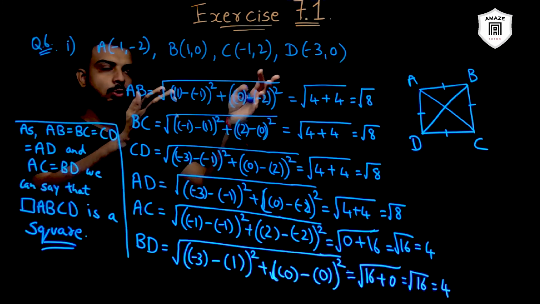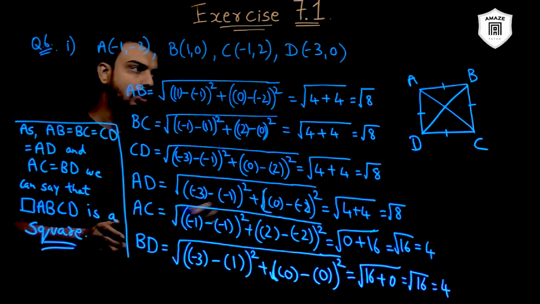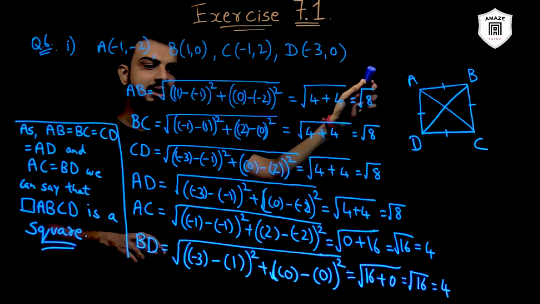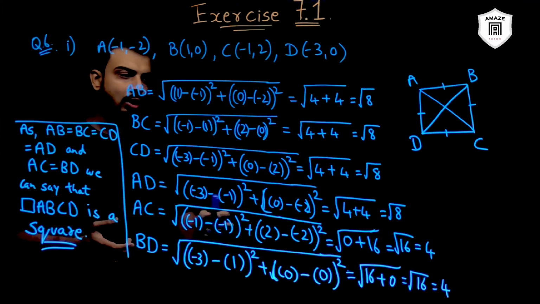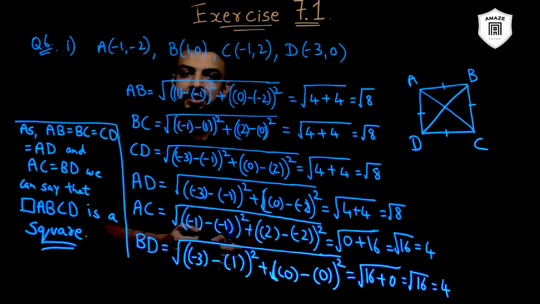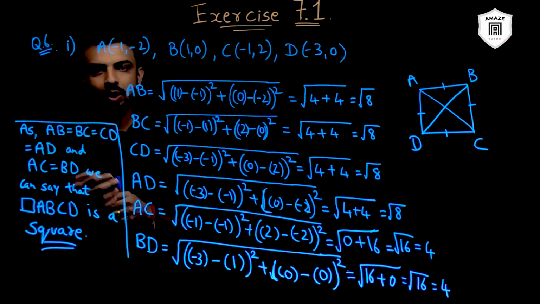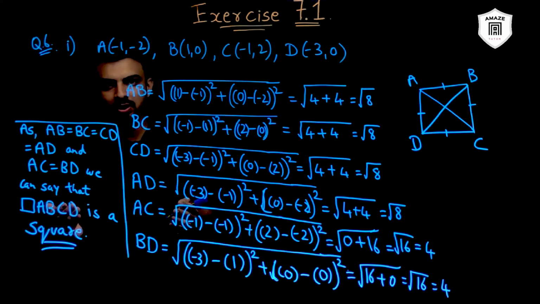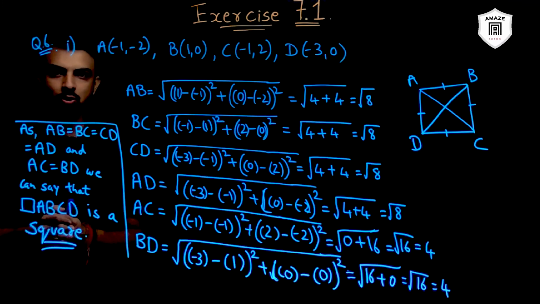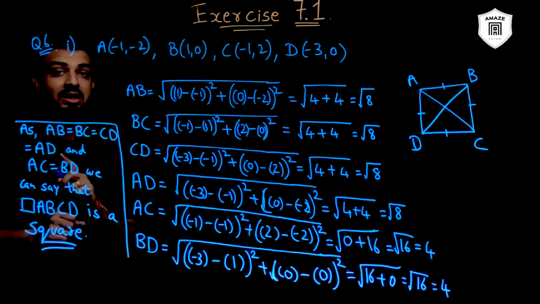Okay, so we have the 4 points on the Cartesian plane. What we have done here is, first we figured out the lengths of all the four sides AB, BC, CD and DA using the distance formula, right? Using the distance formula, we are getting all the four side lengths as root 8. That means all four sides are equal, right? Now, if all four sides are equal, it can be a rhombus or it can be a square. The difference between a rhombus and a square is in the length of the diagonals. In a square, the diagonals are equal. But in a rhombus, diagonals are not equal.